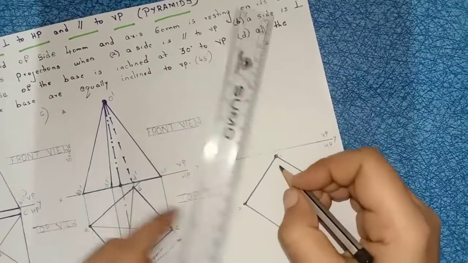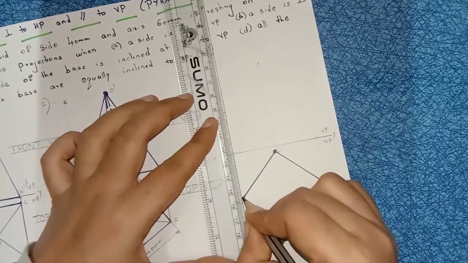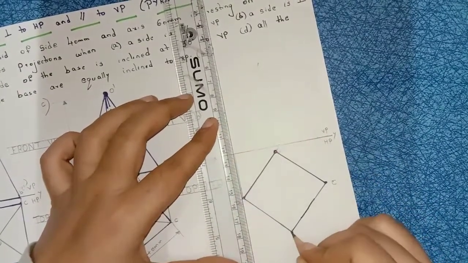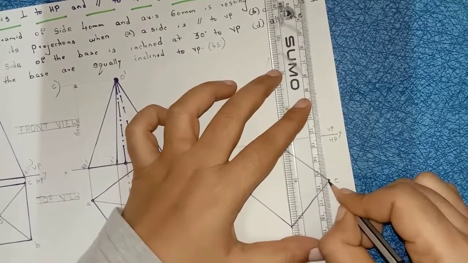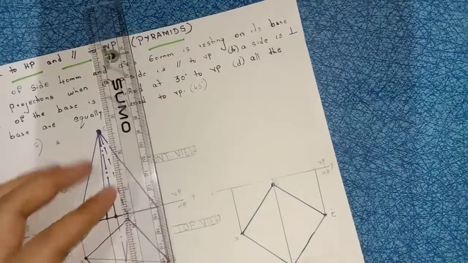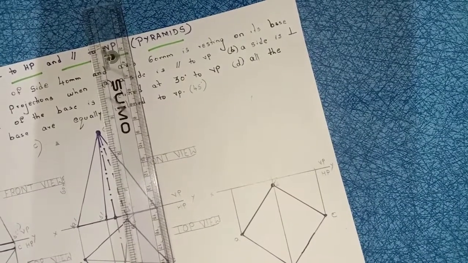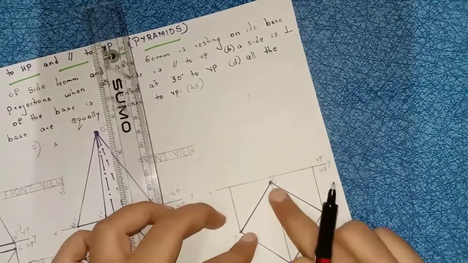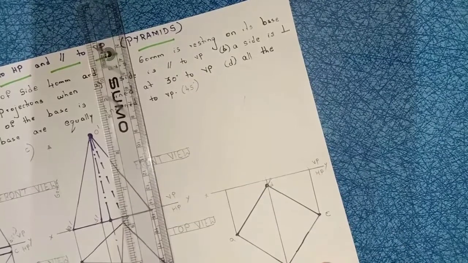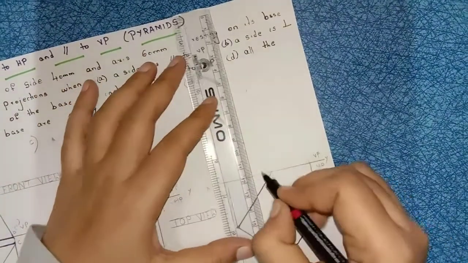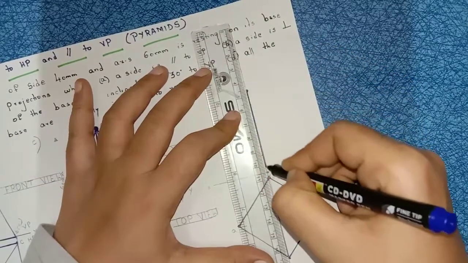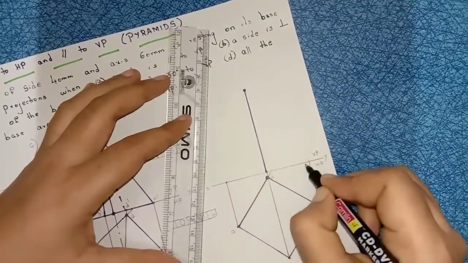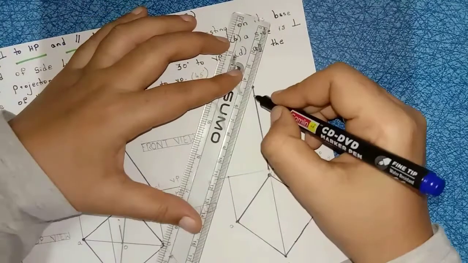Right. Now after that project all the points till the reference line from A, B, D and from C. Right. So no need to construct the axis line because B, D both are joining through the midpoint of the square. So from here take axis height 60 mm. Right. And join these two sides here.